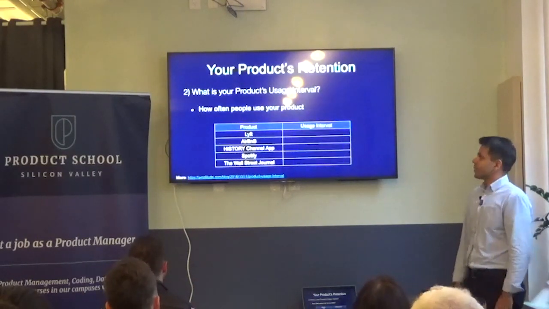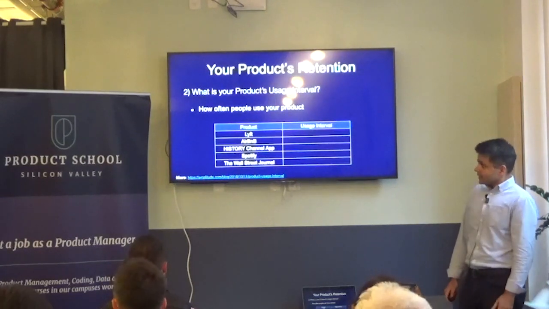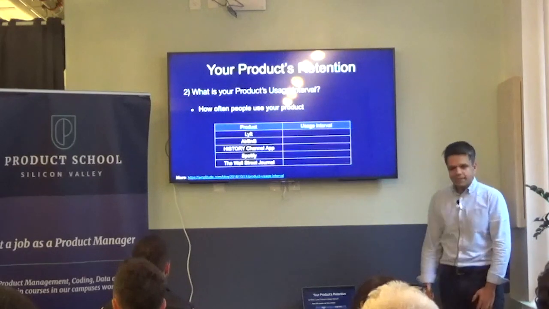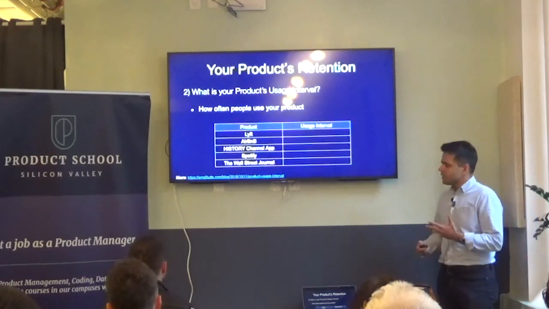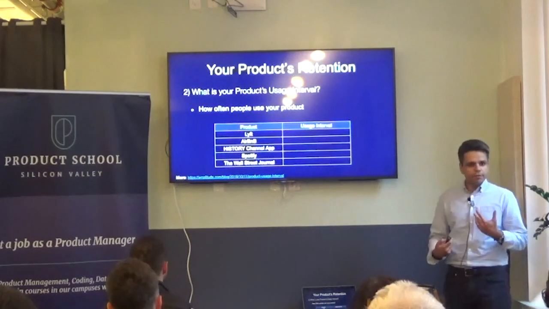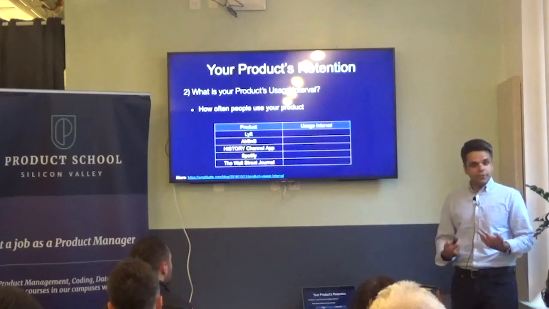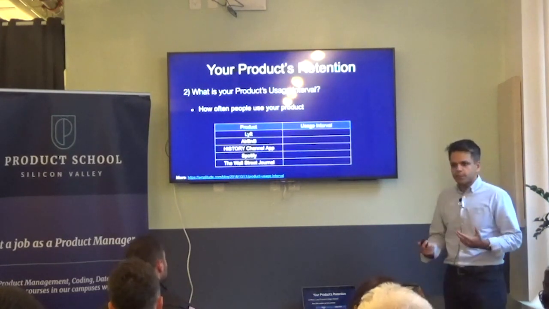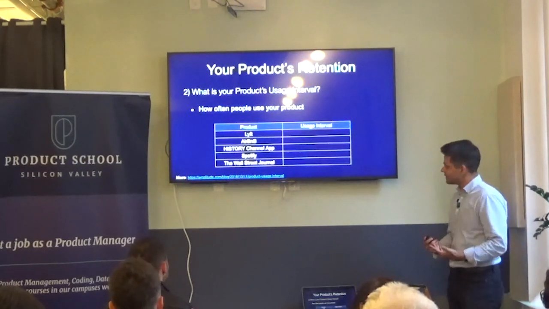So the second part of this is something called a usage interval. This is going to tell you how often people use your product. This is something that you as a product team and the people you work with probably have a pretty good idea of, how your product works. You probably speak to your users. I hope you do. So you'll probably have a good sense of how often you expect. But even industry-wide, you can kind of guess what that interval is.